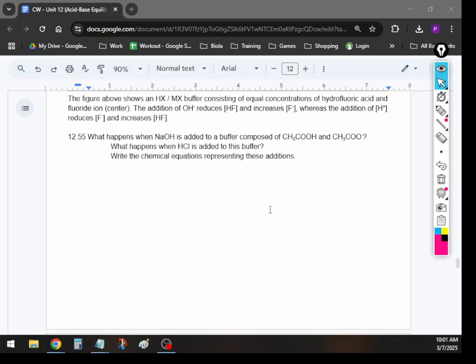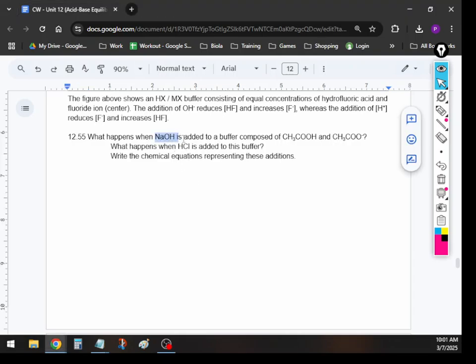All right, so we will end by looking at number 55. I'll give you guys a couple minutes. Try 55. You're going to have two reactions that you need to write. What happens when NaOH is added to this buffer solution? So this is your buffer right here. You're adding a base, and you're going to write the equation for that. And I also want you to write the equation for what happens when you add acid to this buffer solution.